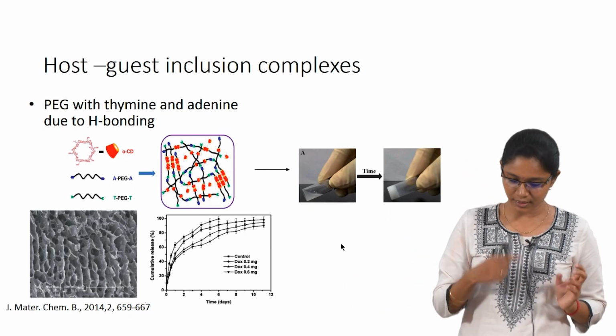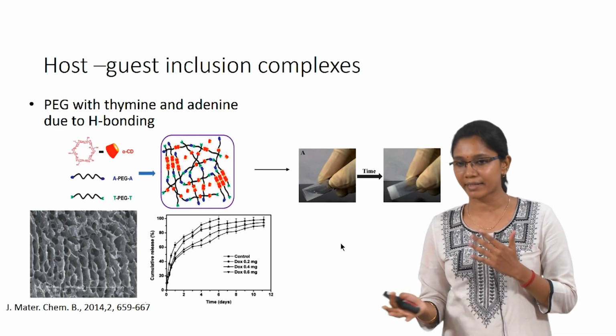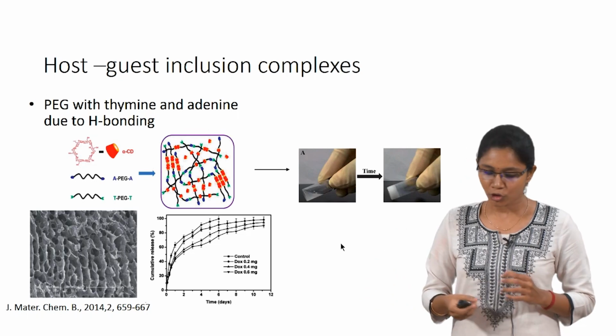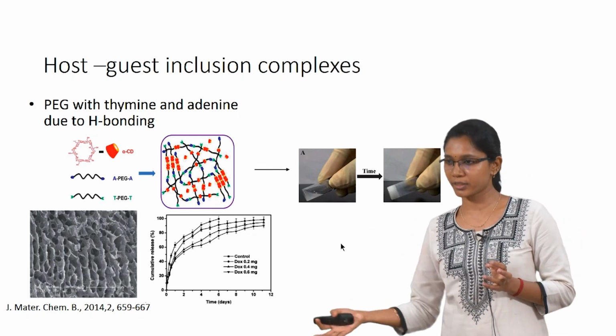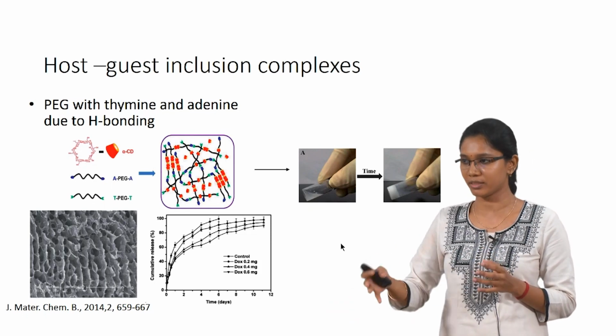And then this is a SEM image of how the gel looks, and here they have added doxorubicin, a cancer drug, and see how the release is. They have also done an in vivo study on rabbits to see how they can have an injectable effect of this gel on the rabbit.